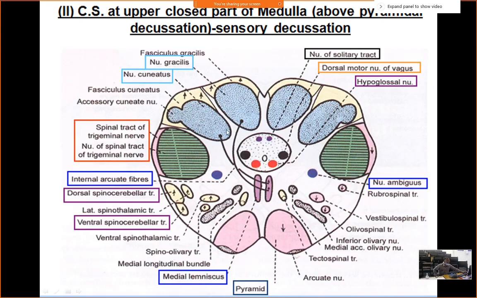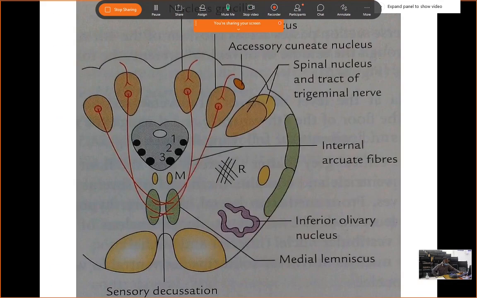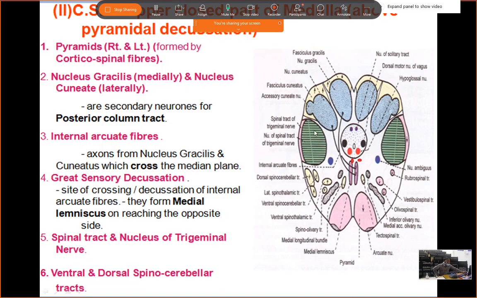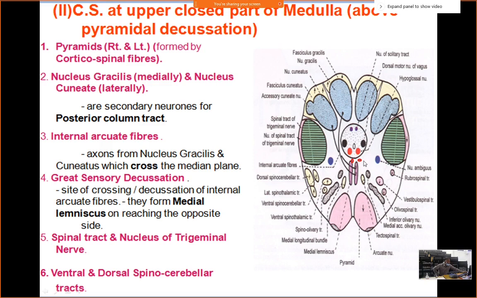Next, come to the cross section at the upper closed part of the medulla oblongata. This is a very clumsy diagram, no? One good diagram is also here. You can draw this diagram also. Here you see, you're at the level of the closed part of the medulla oblongata, but above the pyramidal decussation. That means it is at the level of the sensory decussation.